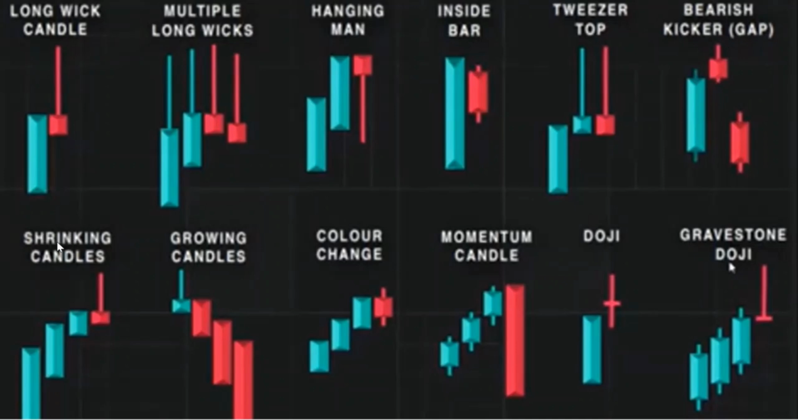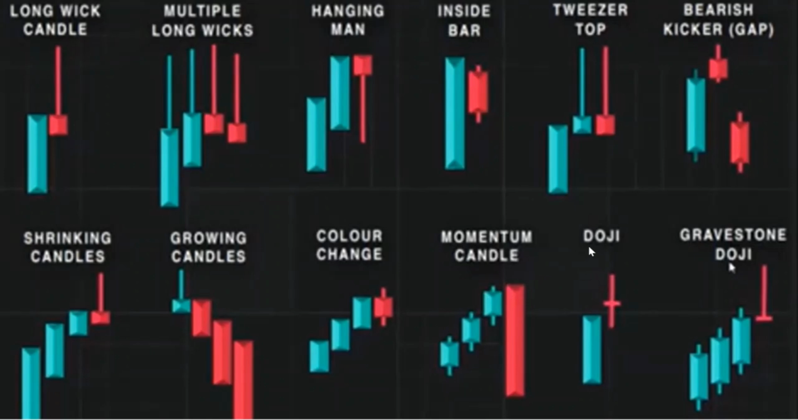This is the shrinking candle, the shrinking candles over here, and this is the growing candles over here under the bearish. Okay, and we have the color change. This is the color change as it appears over here. This is the momentum candle, you can see it over here as it appears.